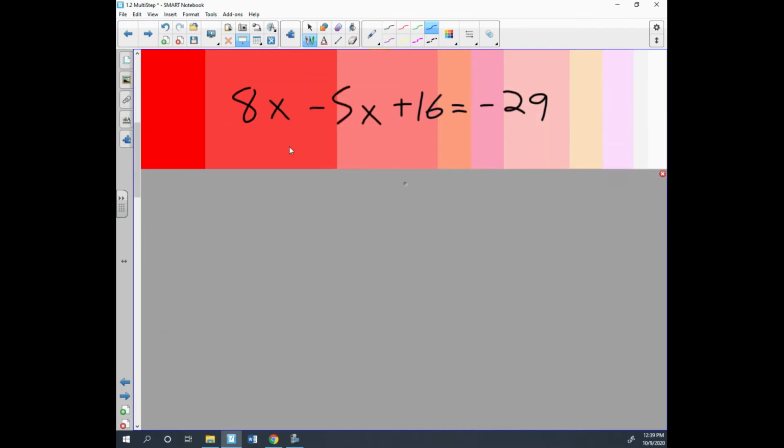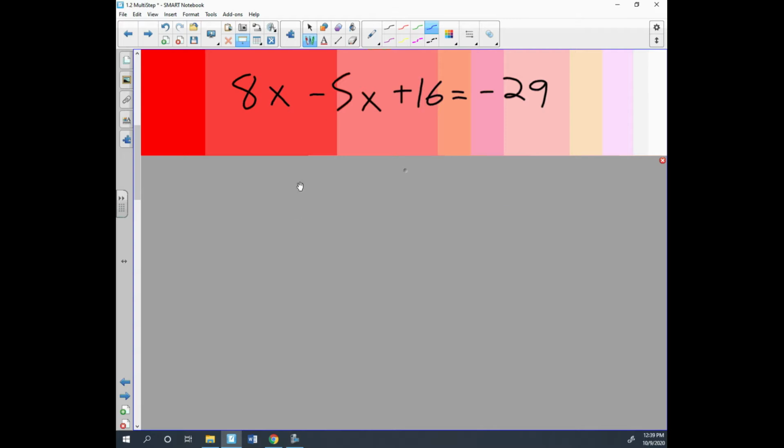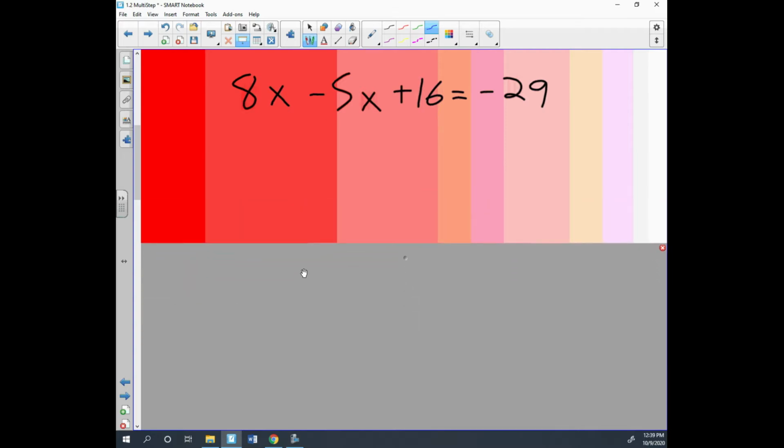Well, let's say we add pieces to this, and it gets a little bit trickier. Well, it's still the same idea. Do you guys remember how we combine like terms? Do you see any terms that are alike on this side? I definitely do. And it doesn't take much exploration to find 8x minus 5x. It's 3x, right? So we're going to have 3x plus 16 equals negative 29.